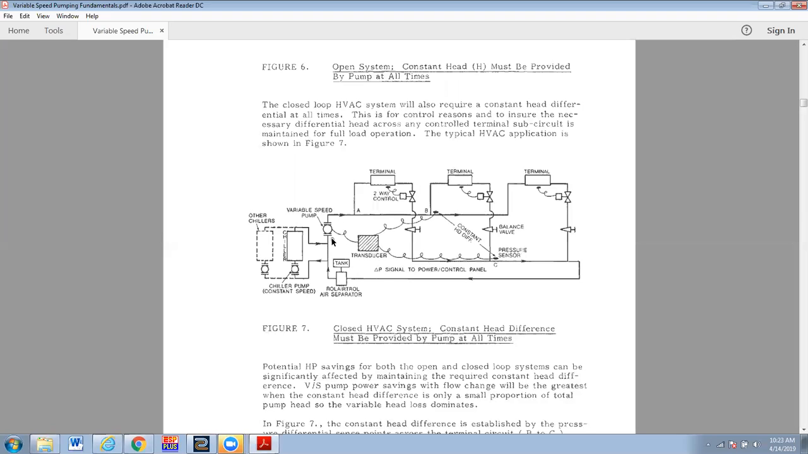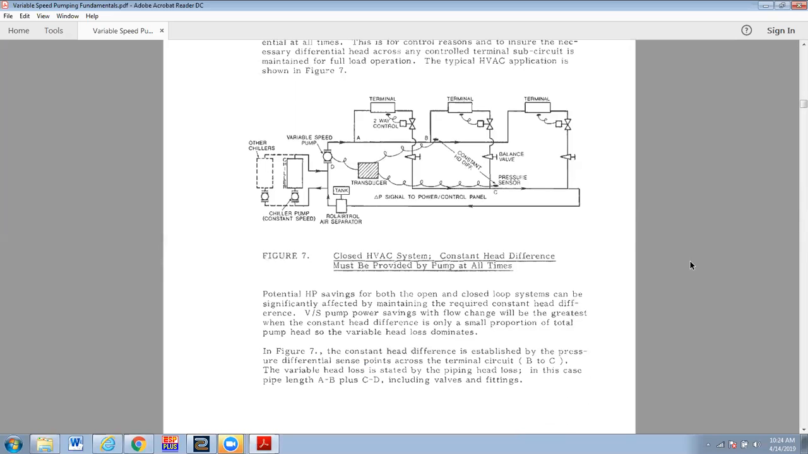These are not primary, secondary. This variable speed pump is pumping this whole network over here. So the primary, secondary, I guess you could call this a primary and this is secondary, but then these are not set up as tertiary loops as we've seen in some of the other materials.